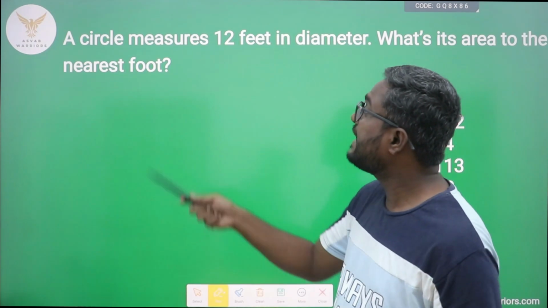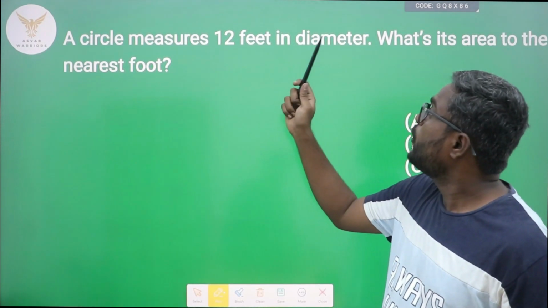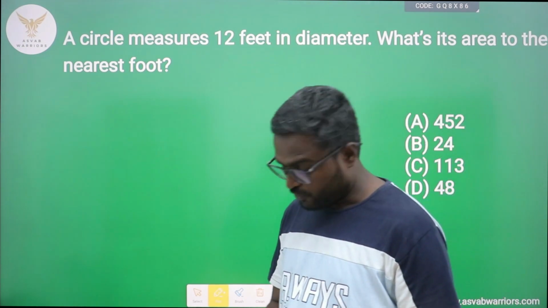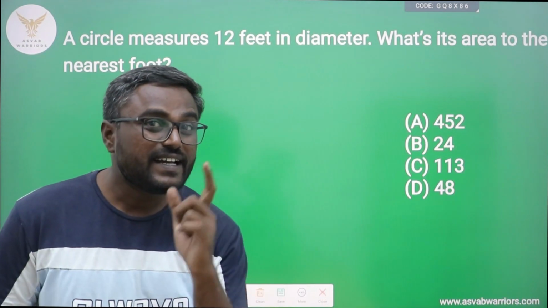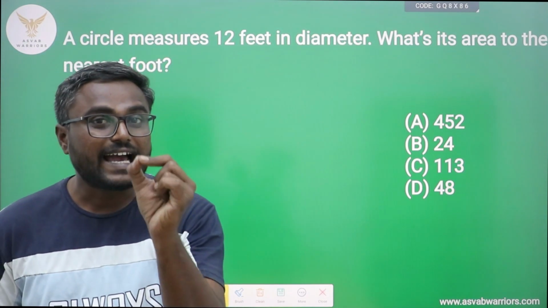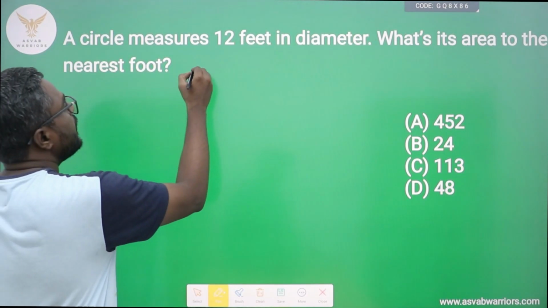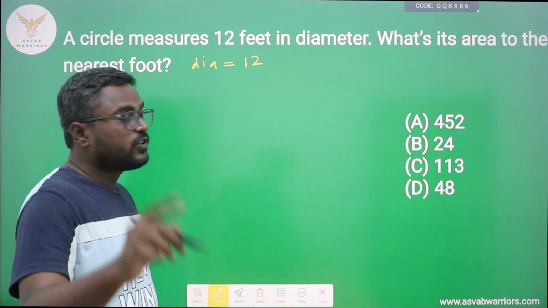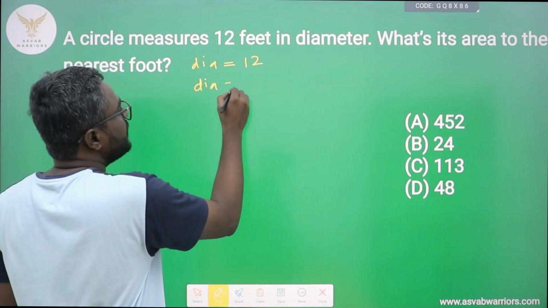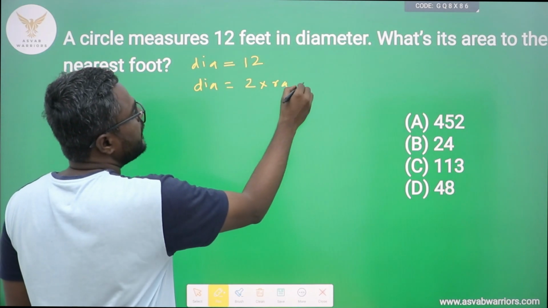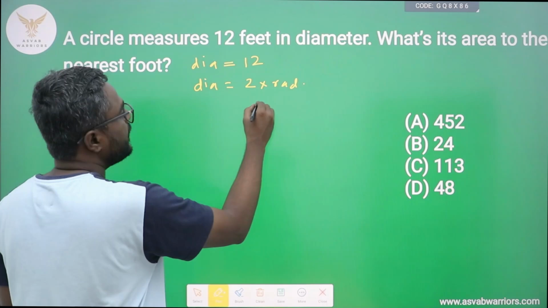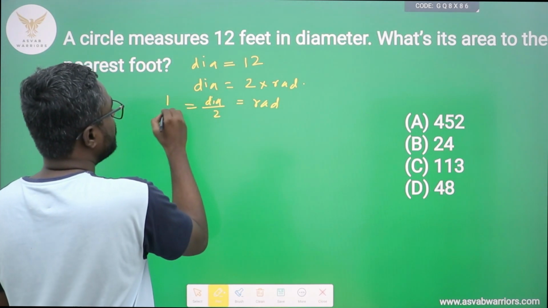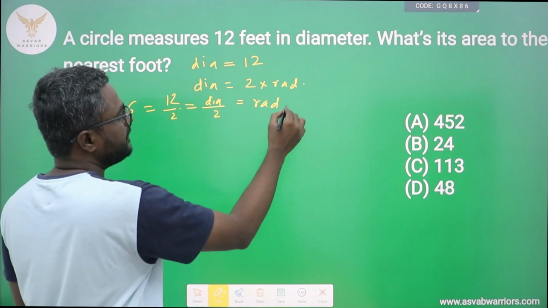The next question says that a circle measures 12 feet in diameter. What is its area to the nearest foot? So first thing guys, what is the given data? It is only telling us about the diameter. So I'll write down, if the diameter is 12 feet. Also remember, diameter is always 2 times the radius. So if I want to find the radius, I will have to divide the diameter by 2, which is nothing but 12 by 2, which is nothing but 6 feet in this case.